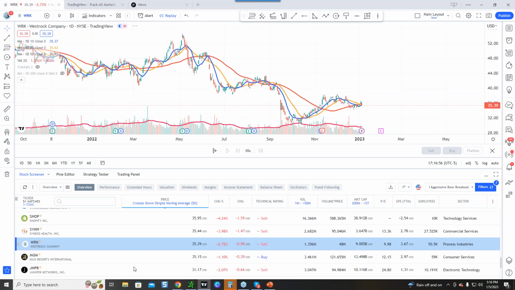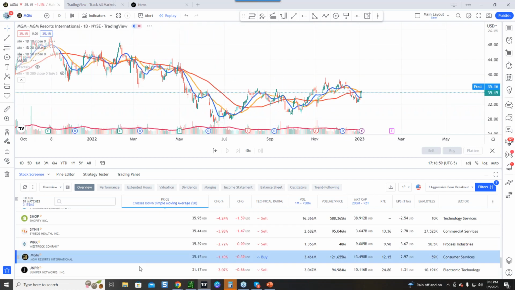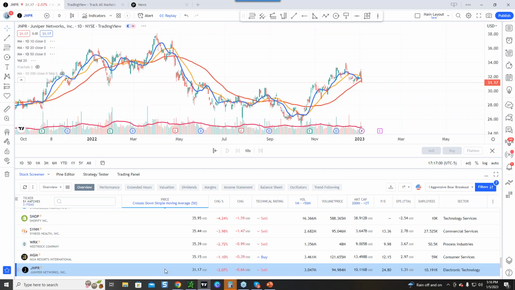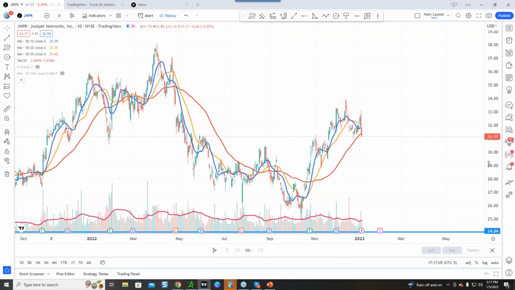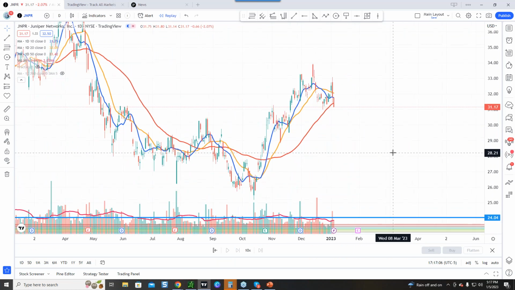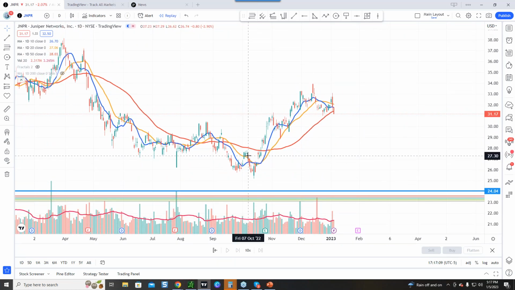I'm looking for something coming off a high, especially if it's fast up. What goes up fast comes down. There's one. Okay. So what is this? Juniper Networks. Okay. So we're making higher highs here.